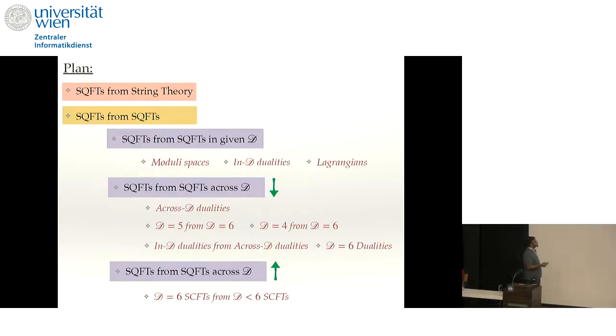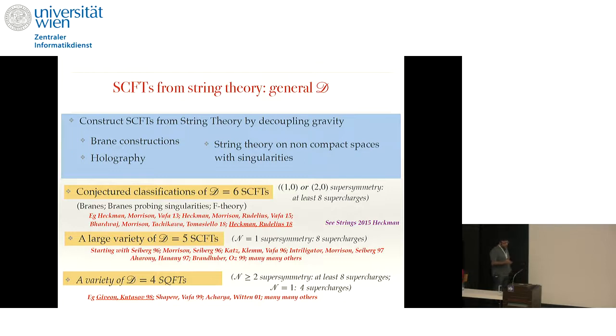I will have a very short executive summary of what one can do starting from string theory, and then we will review various aspects of relations between SQFTs themselves without referring directly to string theory. We will first start by discussing some relations between SQFTs in a given number of dimensions. Then we will discuss what can be deduced about SQFTs in a lower number of dimensions from SQFTs in a higher number of dimensions. And finally, I will comment very briefly on what one might possibly deduce about SQFTs in higher dimensions starting from lower dimensions. So let me just flash this very brief slide about string theory.